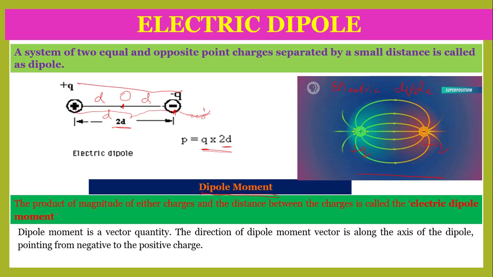Again, this dipole moment is a vector quantity because it has directional property. This vector quantity is directed along the axis of the dipole, from negative to positive charge. Keep in mind, whenever we define the dipole moment as a vector quantity, we use a unit vector pointing from negative to positive charge. Okay, so this designation, this notation, you have to keep in mind.